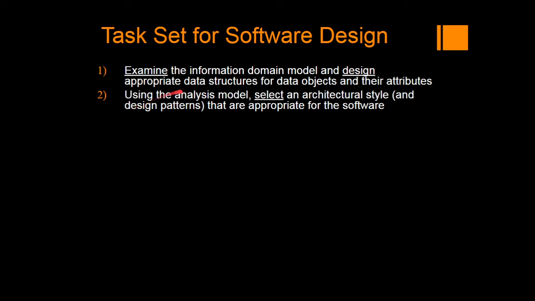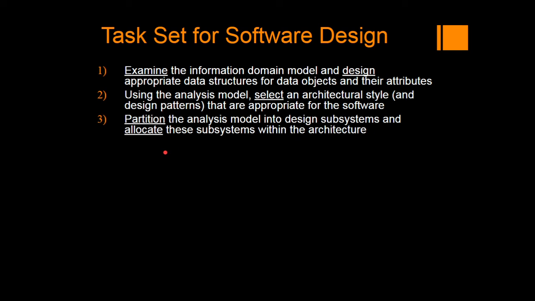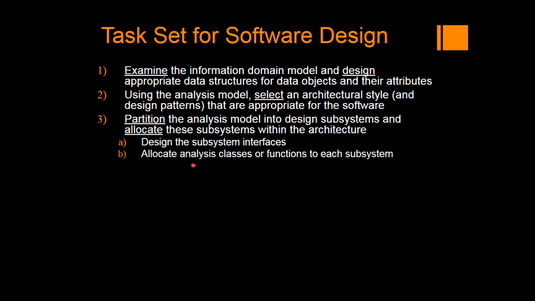And then using the analysis model, select an architectural style and design pattern that are appropriate for the software. Once they have developed the analysis model, based on this analysis they are going to choose the better architecture. And then partition the analysis model into design subsystems. At the component level, they divide the system into subsystems so that they can achieve the process more easily and in an efficient manner.